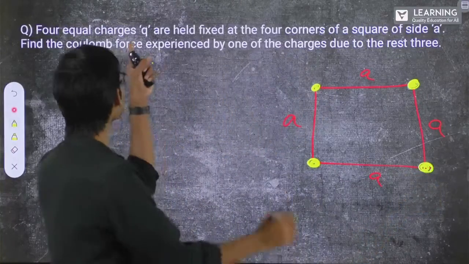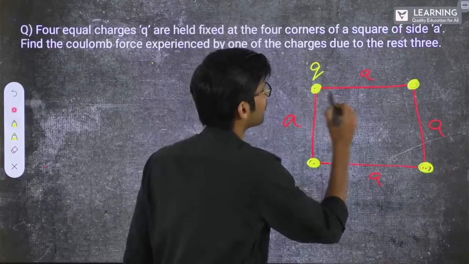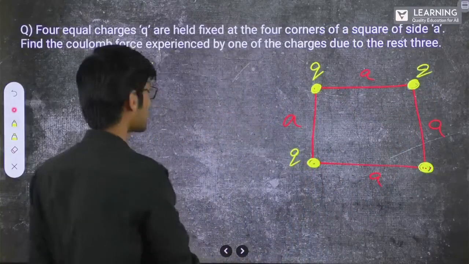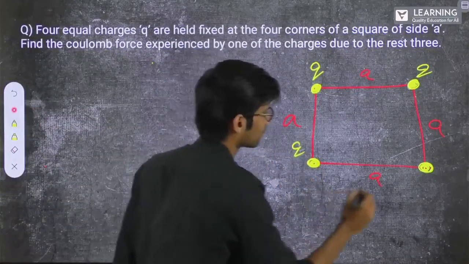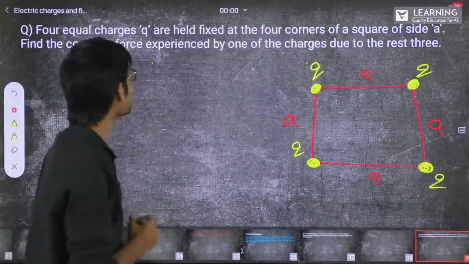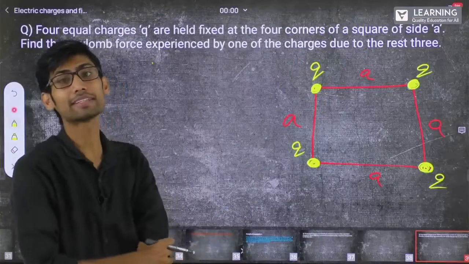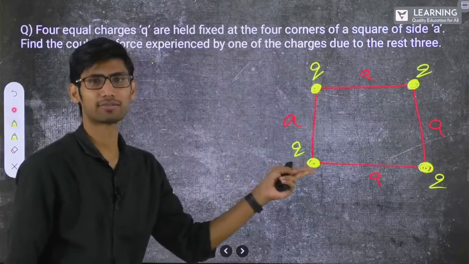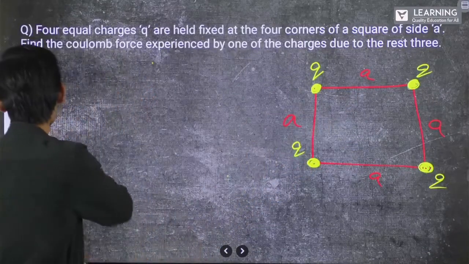Now all the 4 charges are Q, equal charges. They can give you unequal charges also. Now, find the Coulomb force experienced by one of the charges due to the rest 3. So let's select any one charge. I'll find on this only. You can try on other charges also and see what is the difference.